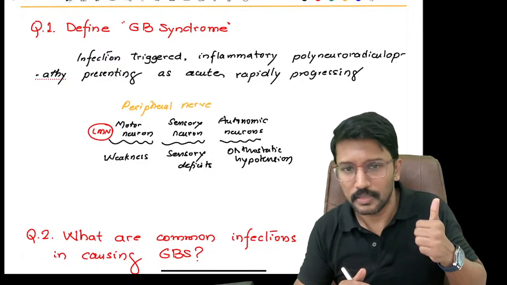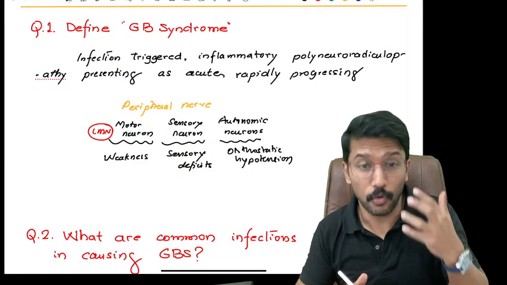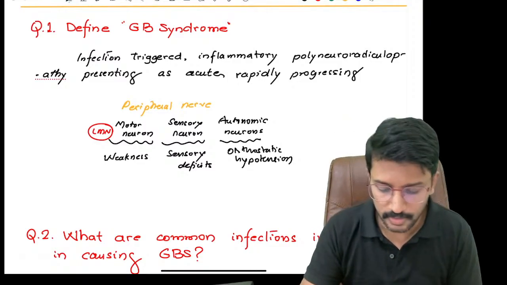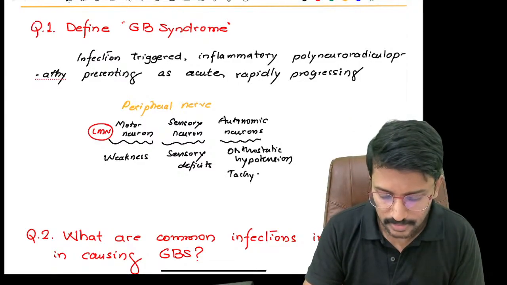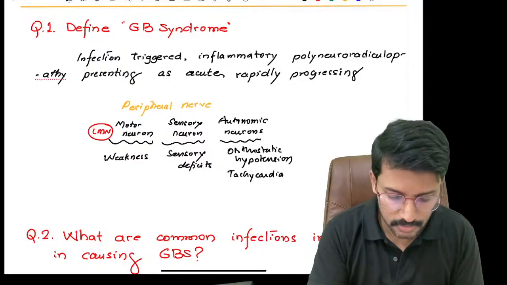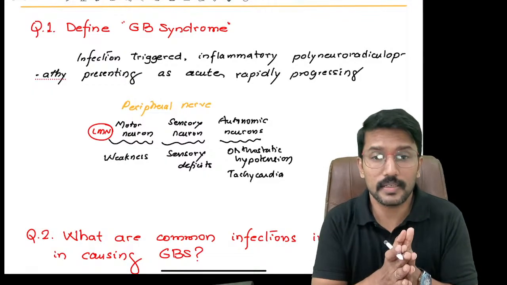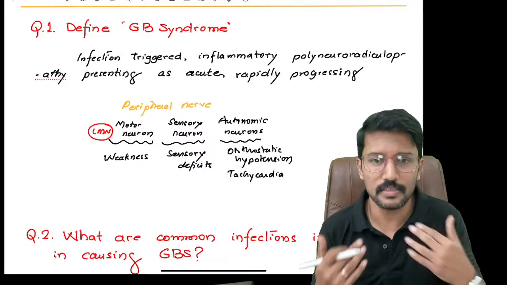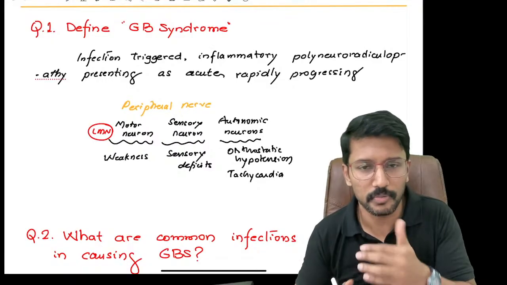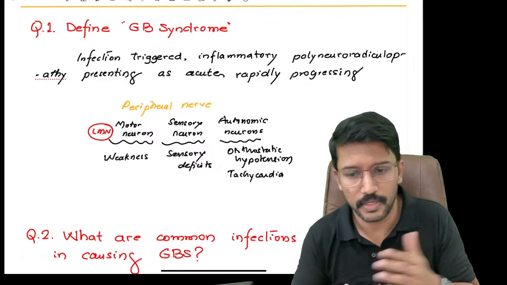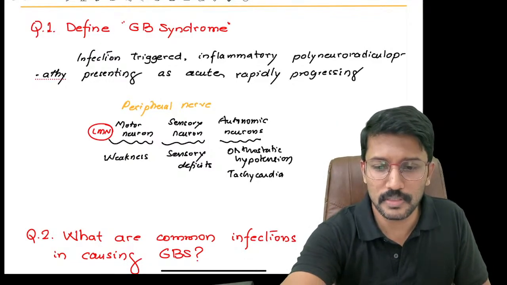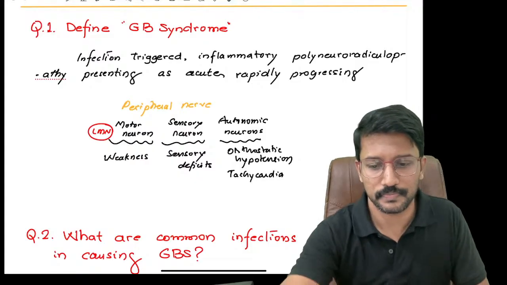Now I'm expected to see these features. Patient will develop weakness, he will have some sensory deficits, and he may develop autonomic symptoms, mainly in the form of orthostatic hypotension and tachycardia. Okay. Now the question is whether the weakness will affect proximal group of muscles or the distal group of muscles. And you should give me the answer to this.